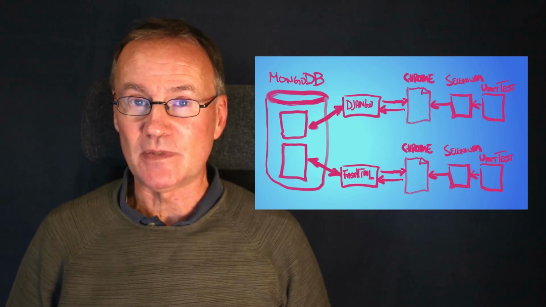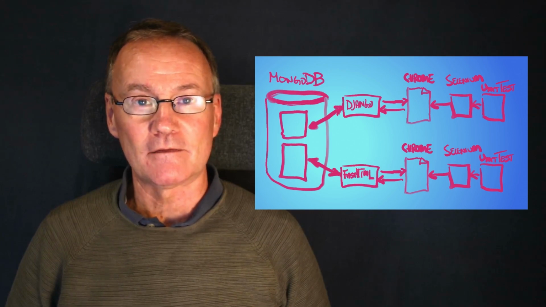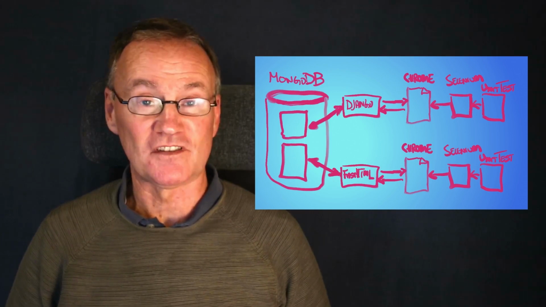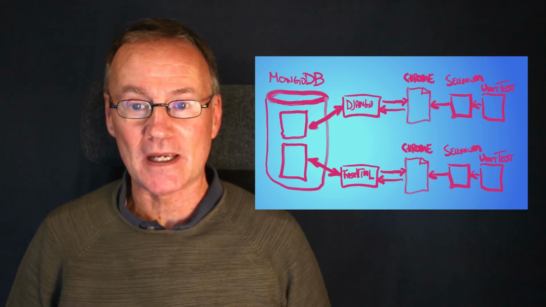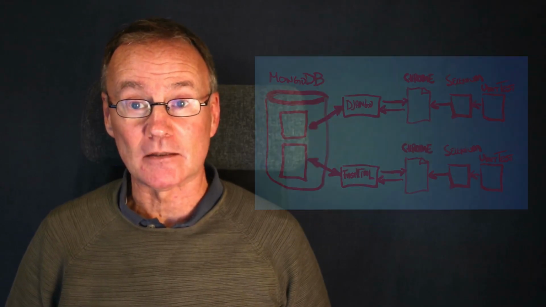We use one database. I use MongoDB for this one, and to that one I have two parallel tables or collections, if you may, one for Django and one for FastHTML. This way we get the same database delay for both applications.